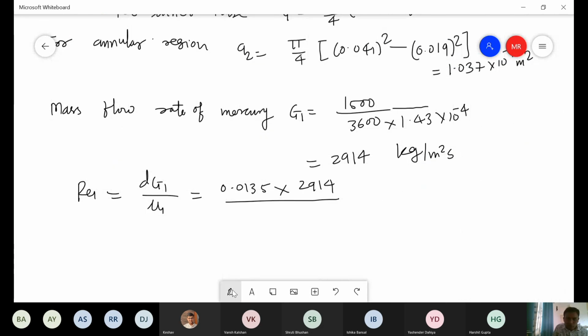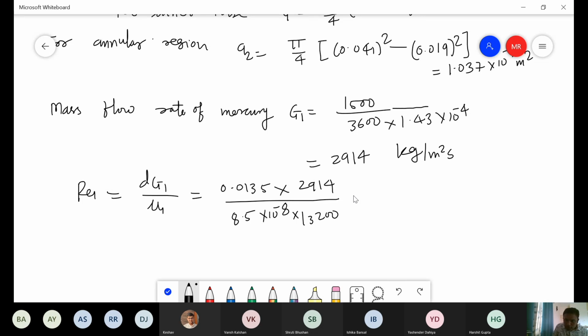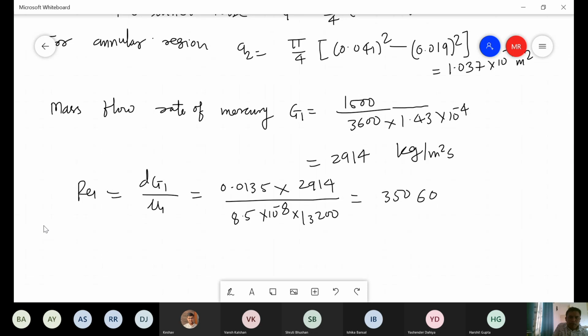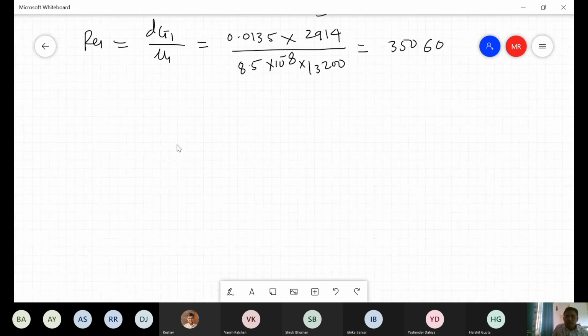So mu1 in this case is going to be 8.5 into 10 raised to power minus 8 into 13200. So this comes out to be 35,060. Now let us find out the Reynolds number for the, this is for the flow through the inner pipe. Now we have to find out the Reynolds number for the flow through the annular region, isn't it?